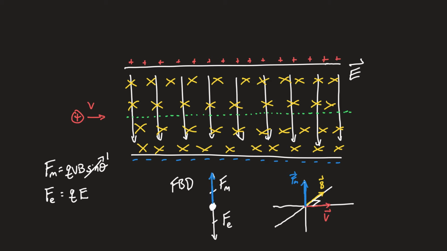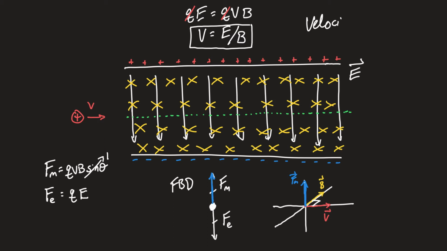I guess I'll do that up here. So QE is equal to QVB. Interestingly, the charge cancels out. So we'll cancel out the charge, and we'll solve for the velocity. And when we do that, we get the velocity is the magnitude of the electric field divided by the magnitude of the magnetic field. And we call this a velocity selector.